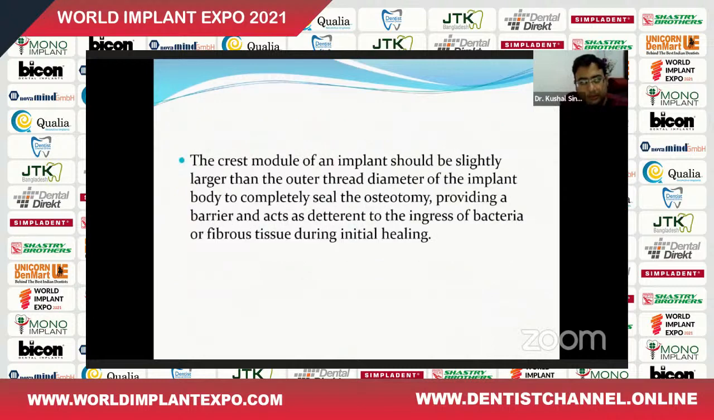Now the next slide. The crest module of an implant should be slightly larger than the outer thread diameter of the implant body to completely seal the osteotomy, providing a barrier, and acts as a deterrent to ingress of bacteria and fibrous tissue during the initial healing.